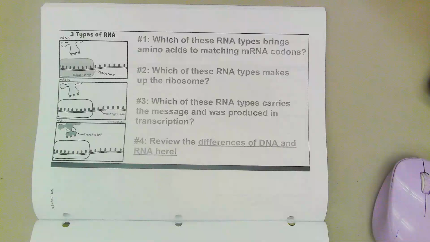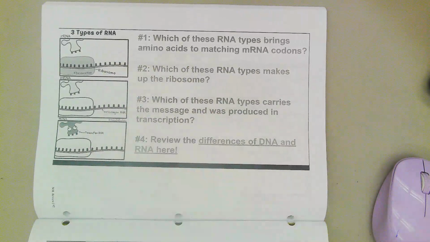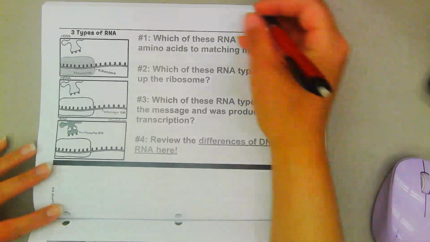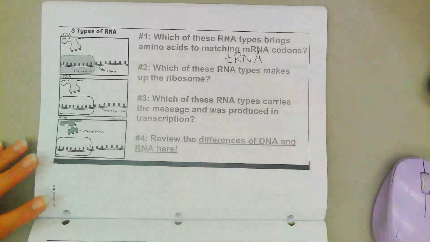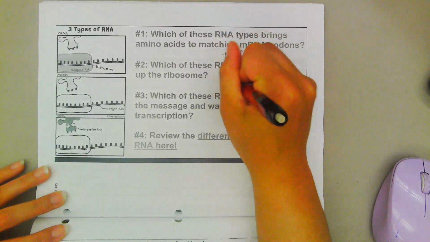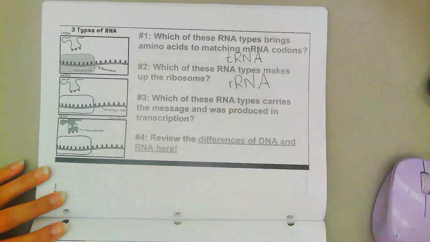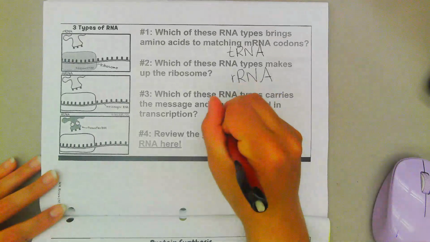Which of these RNA types brings amino acids to the matching mRNA codons? Is it rRNA, mRNA, or tRNA? Yep. tRNA. Which of these RNA types makes up the ribosome? rRNA, ribosomal RNA. Which of these RNA types carries the message that was produced in transcription? mRNA.